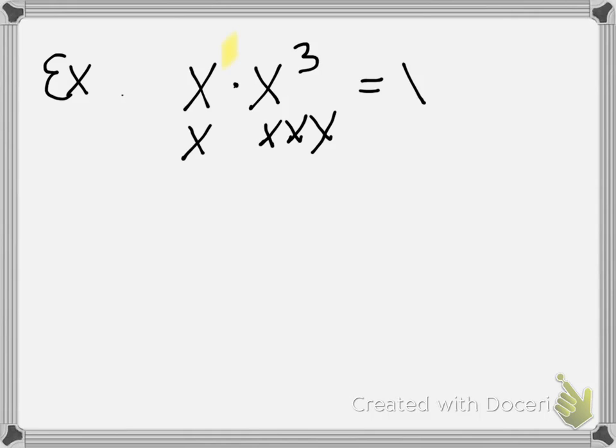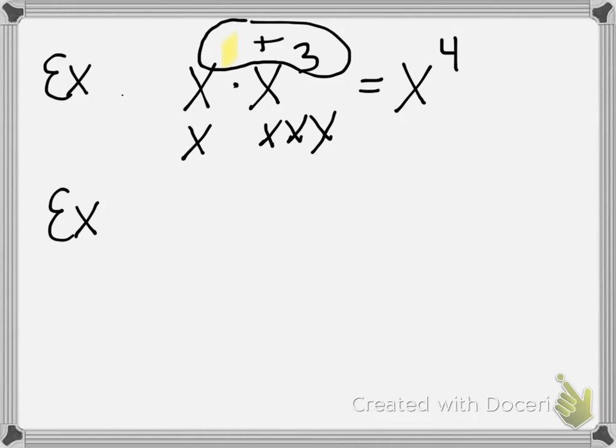Here's another example. X times x cubed. So here's another example of where that little understood 1 comes from. There's really a 1 right here, because there is nothing there. If it was a 0, then x to the 0 power would be 1, or there wouldn't be any x's in there. So I have x, then I have 3 of them over here. So this is x to the 4th. Or I could use that shortcut of adding these two, right?